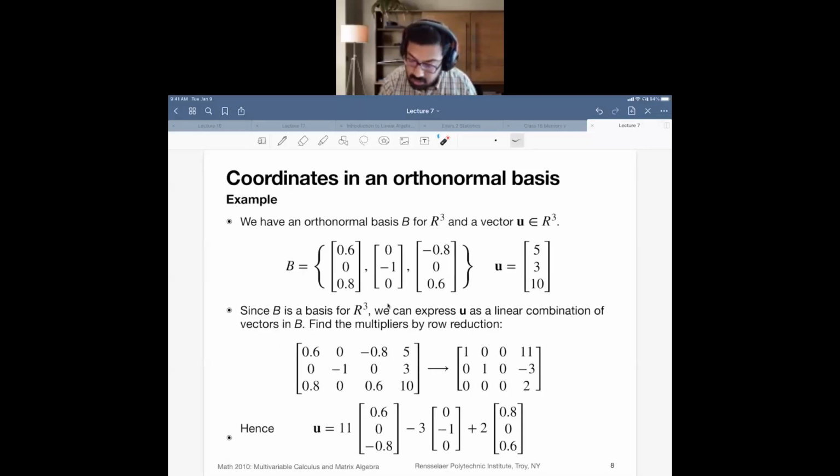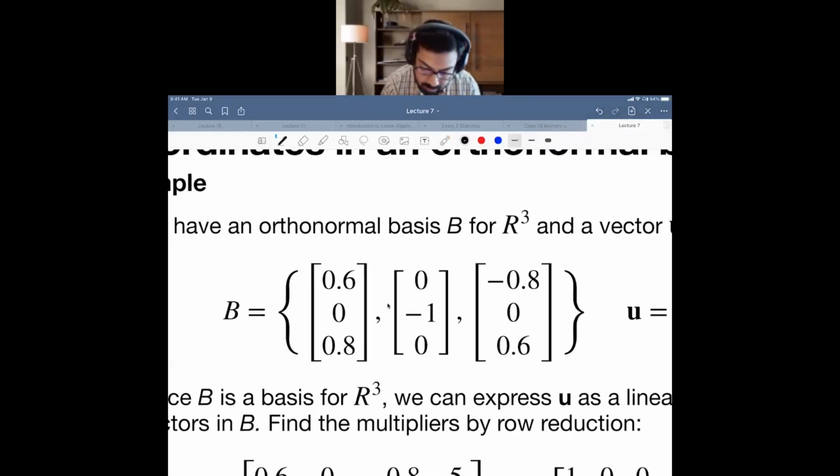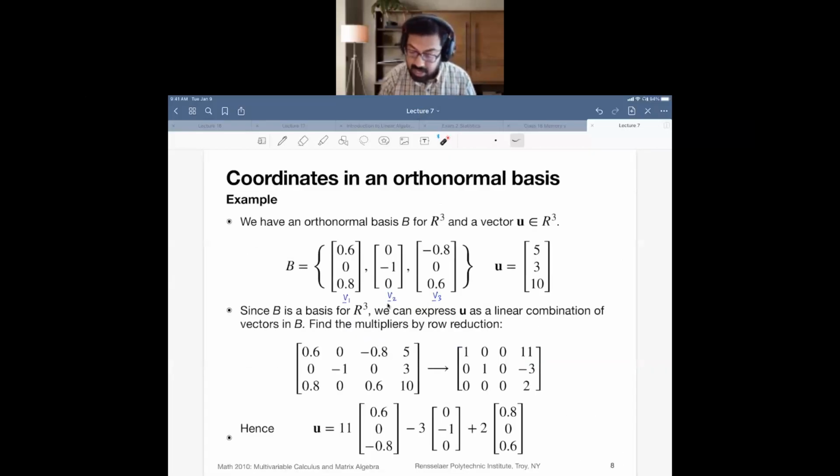So what we are trying to consider here is, actually, before I do that, let me call them something. Let me call the first one V1, V2, and V3. So B is a set of vectors. It has 3 vectors. They are all in R cubed. And this is given to me as an orthonormal basis. So V1 is orthogonal with V2 and V3, and V2 is orthogonal with V3. All the norms are 1. I'm given that.